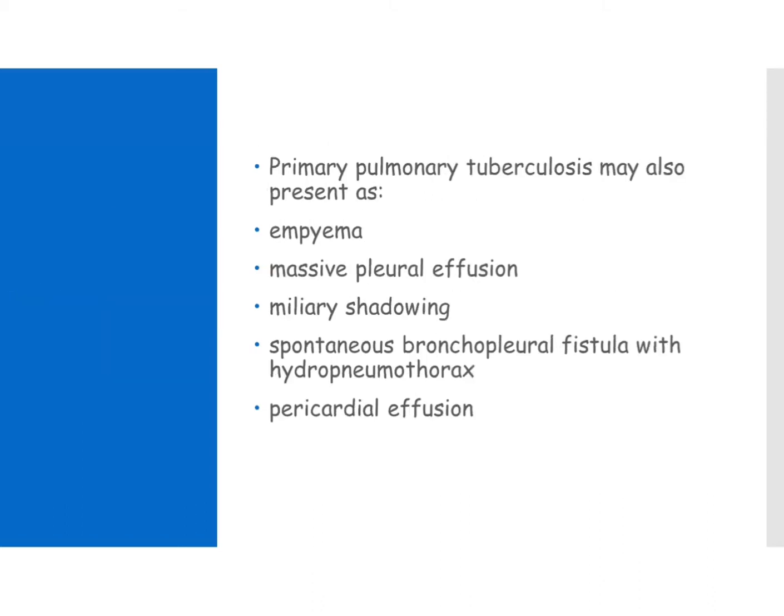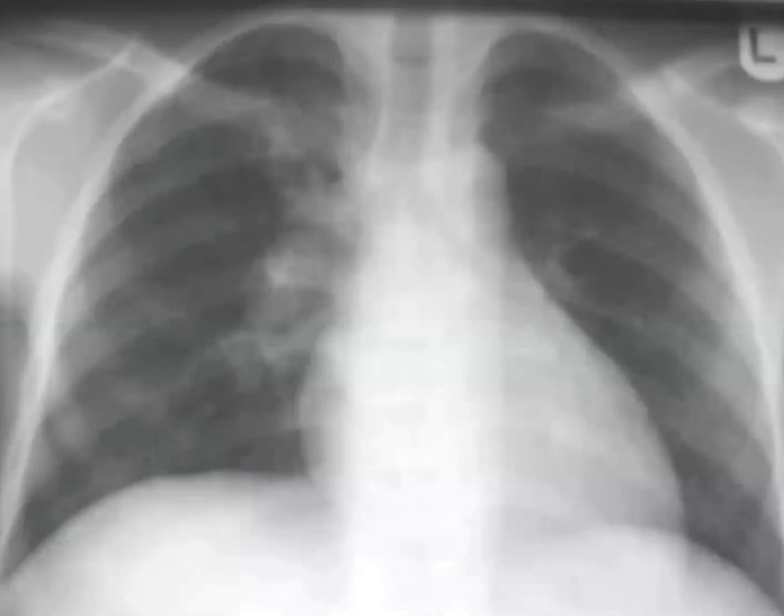Then one thing I need you to know is primary TB may also present as empyema, pleural effusion, miliary shadowing, spontaneous bronchopleural fistula with hydropneumothorax, or pericardial effusion. So let's look at the diagram here. I hope you're able to see the adenopathy here. Then this is basically a Ghon complex. So remember what a Ghon complex was? That was Ghon focus plus lymphadenopathy.